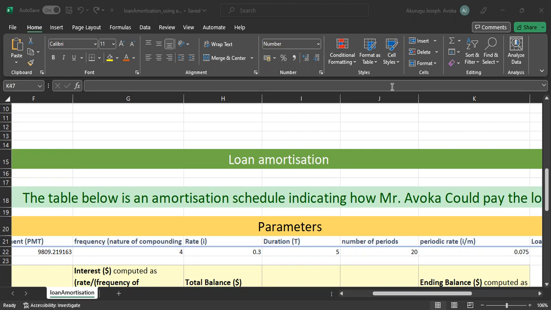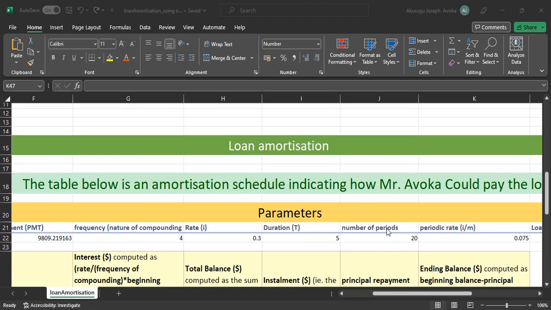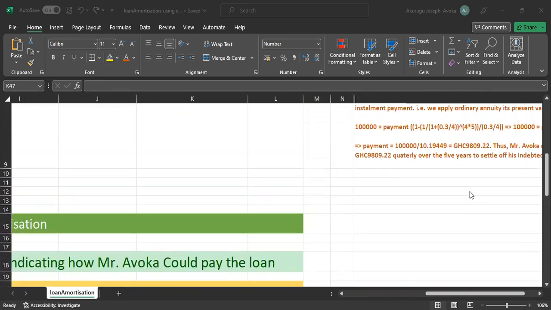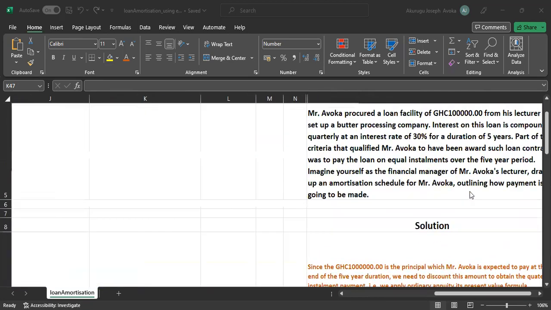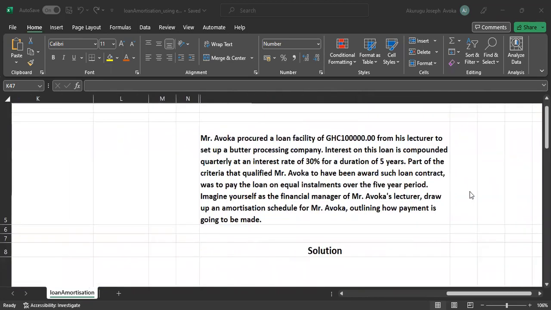So this evening, I have a question for us to look at so that we can get to good terms with most of the concepts that are applied in loan amortization. So we are starting off with the questions straight away, no time to waste. Okay, so here is the question.